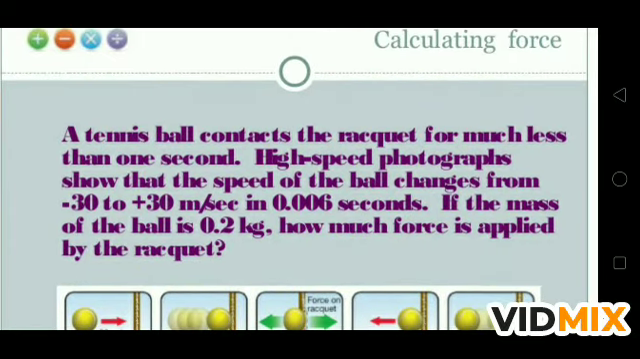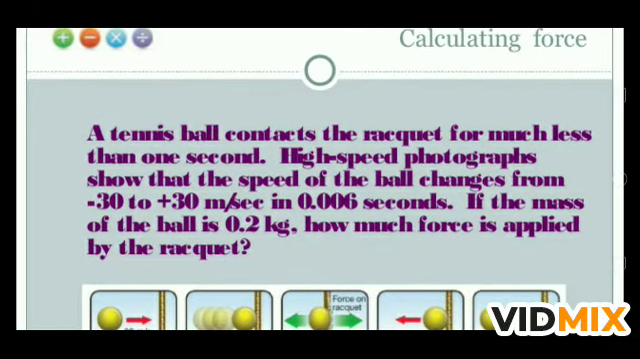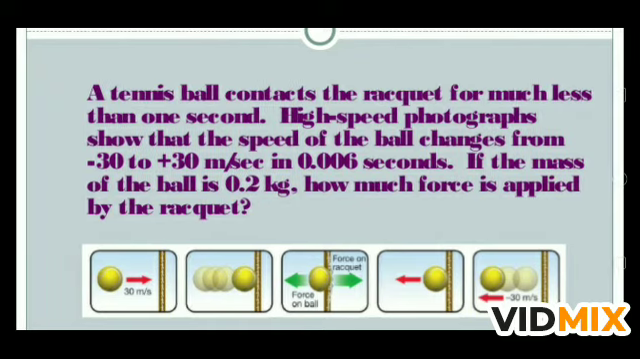Now there is one question more. A tennis ball contacts a racket for much less than 1 second, and a high speed photograph shows that the speed of the ball changes from minus 30 to plus 30 meter per second in 0.006 second. If the mass of the ball is 0.2 kilogram, how much force is applied by the racket? So you have to find the force.